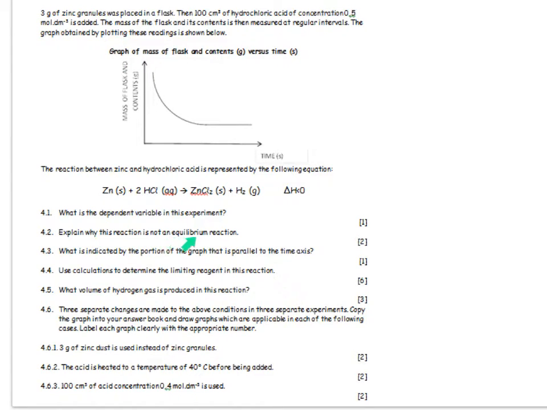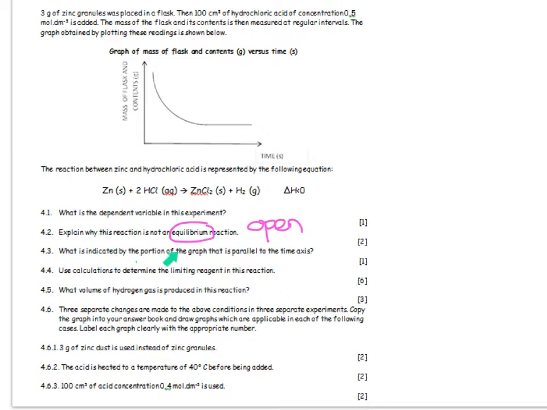Explain why this reaction is not an equilibrium reaction. We land up with a situation where it is clearly an open system. Remember, for equilibrium, we need to have a closed system. So this is an open system where one of the products is able to escape, so it won't reach equilibrium.